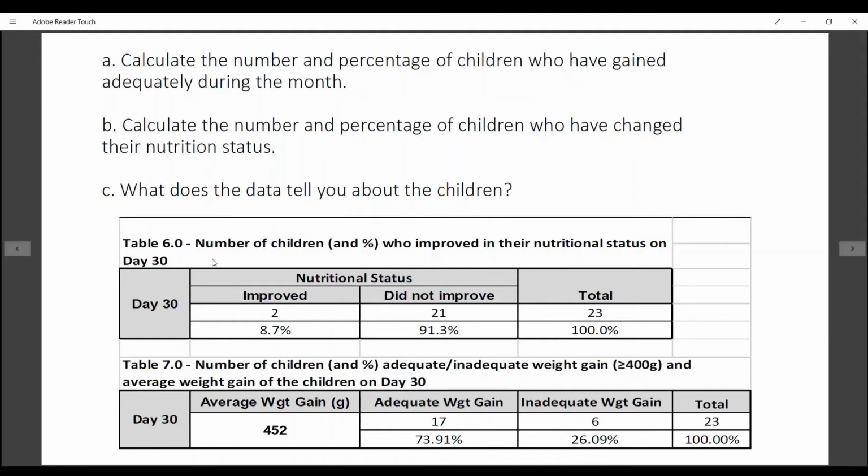And the average weight gain is 452. The average weight gain also seems very close to the expected. And the adequate weight gain also seems good, around 73.9. But it's a little bit worrying that only 2 children have improved their nutrition status.